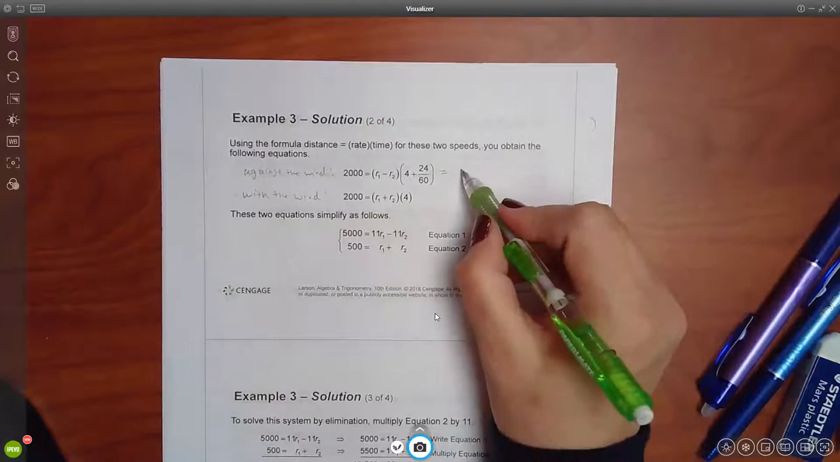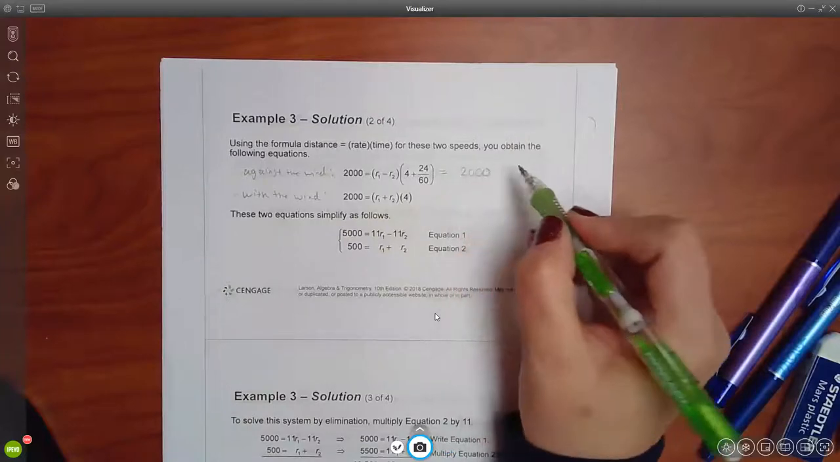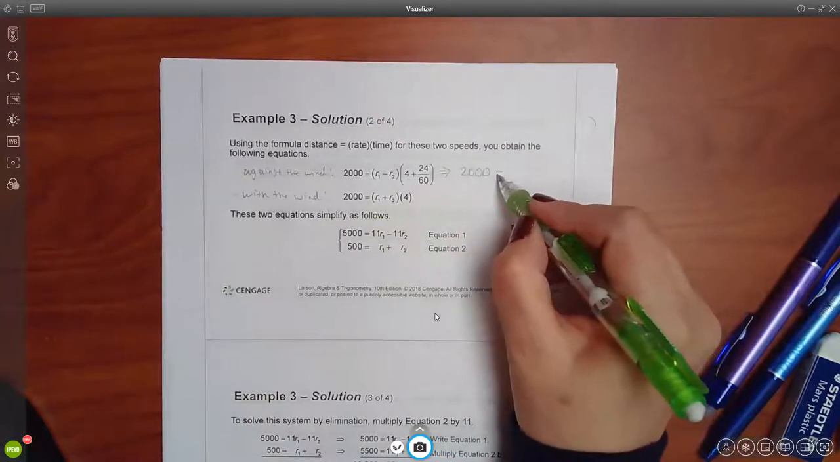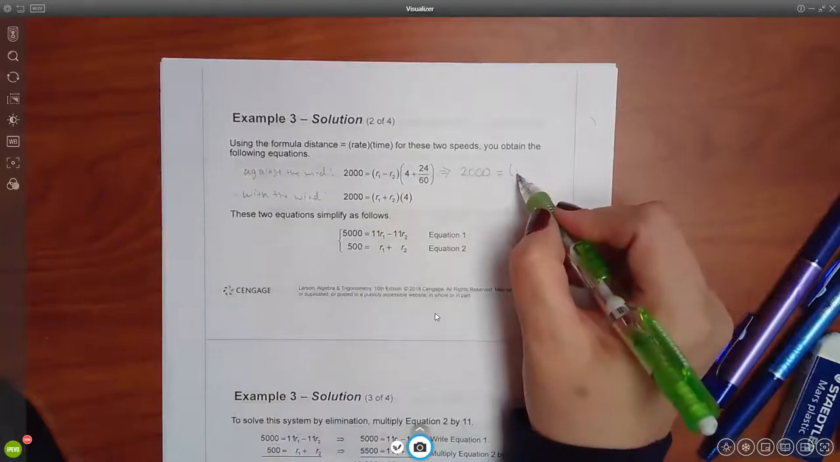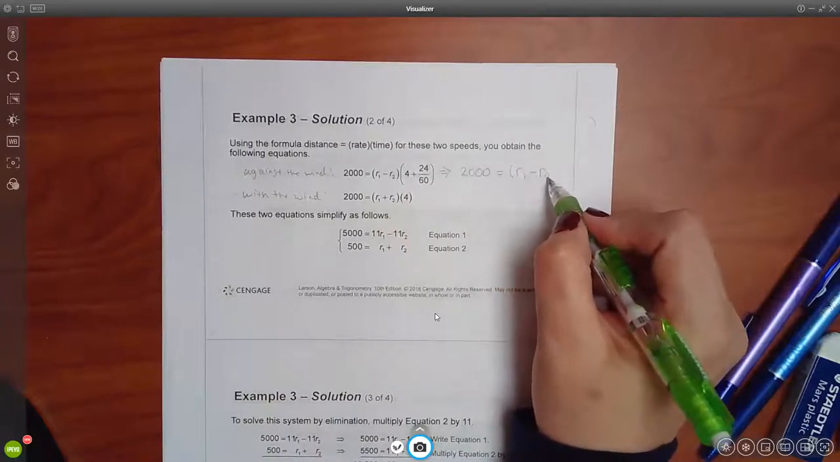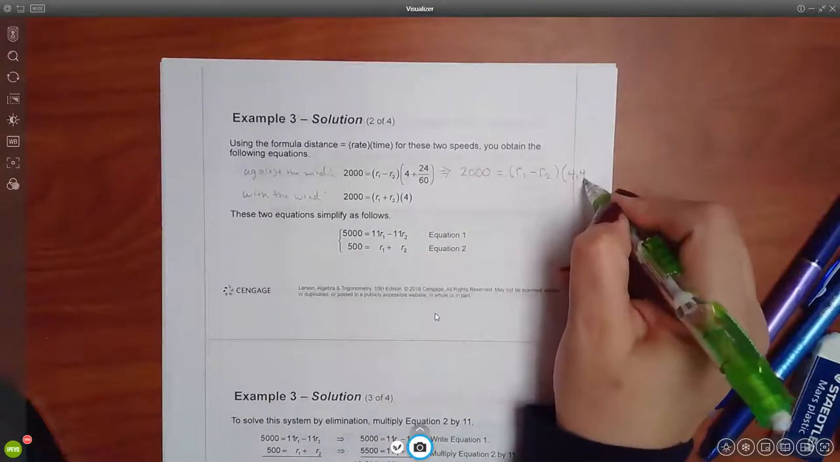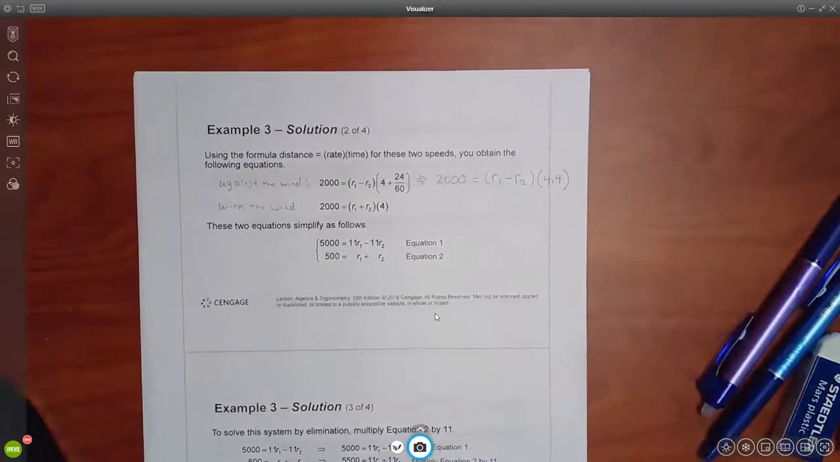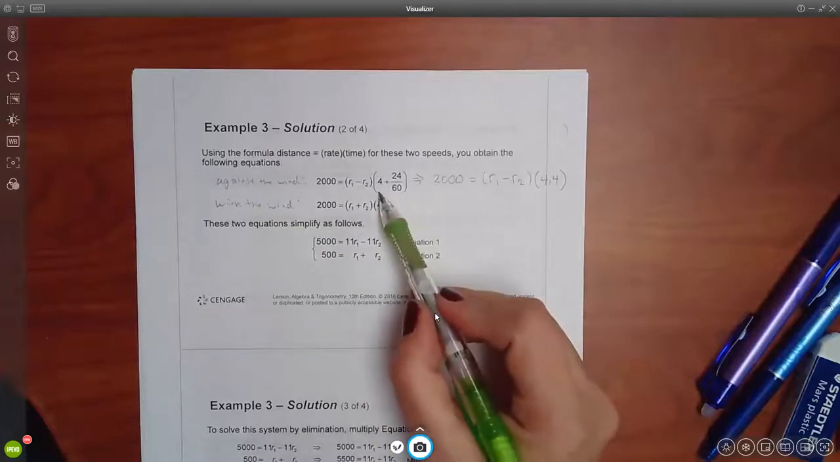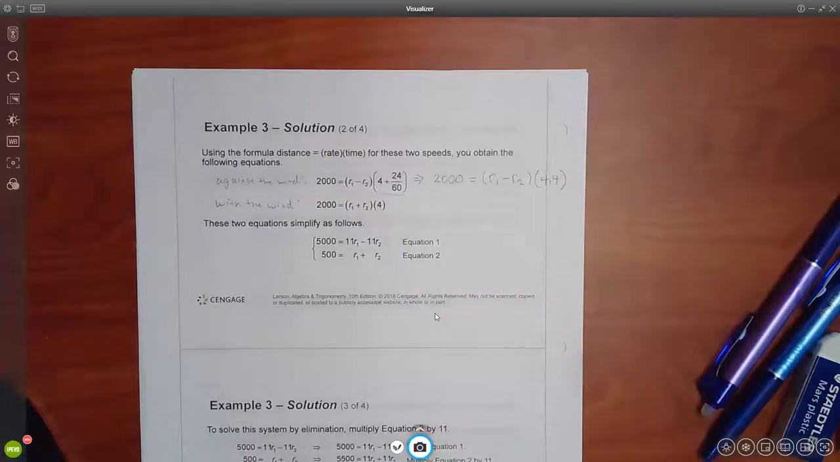So against the wind, I am traveling 2000 miles, and my rate is going to be my plane's rate minus my wind's rate. And then the time that it took me was 4.4 hours, right? And if you type this in your calculator, you're going to get that same 4.4. That's how I got it, right? I did 24 over 60 in my calculator and I got 0.4, and then I just added it to the 4 hours that was already there.